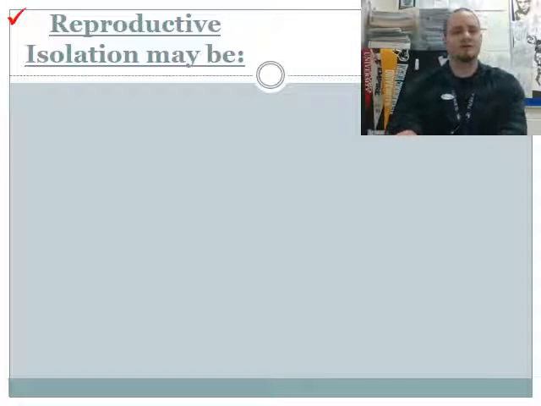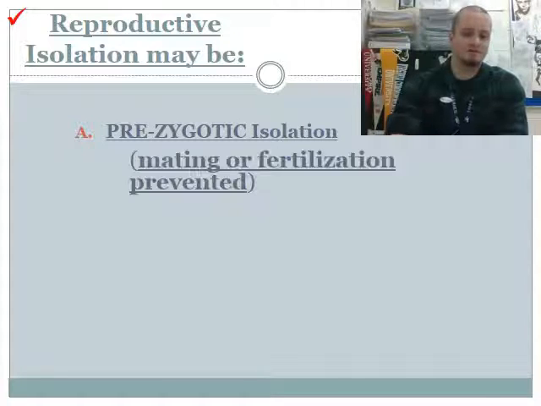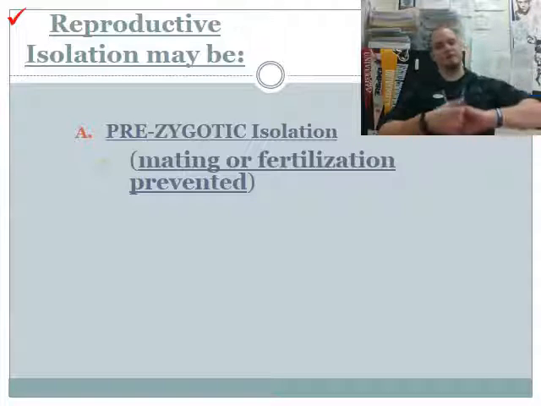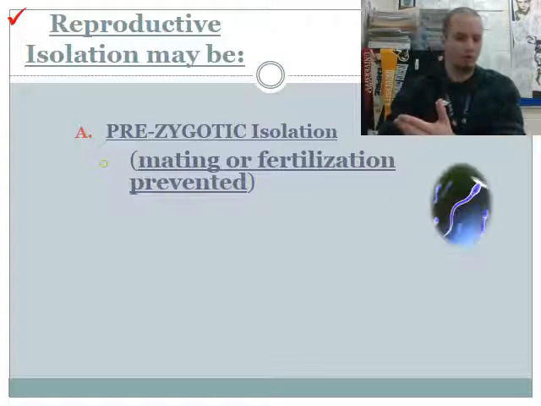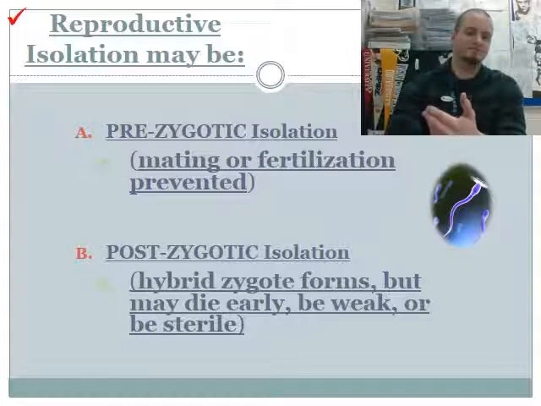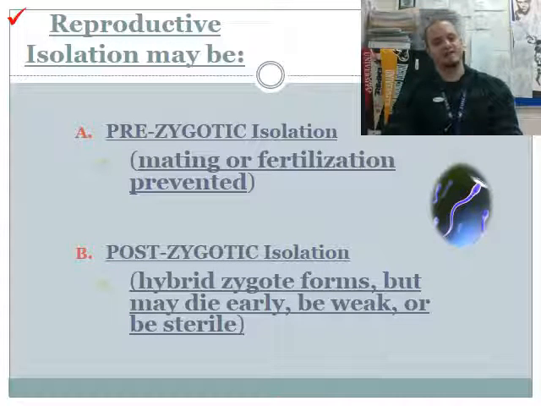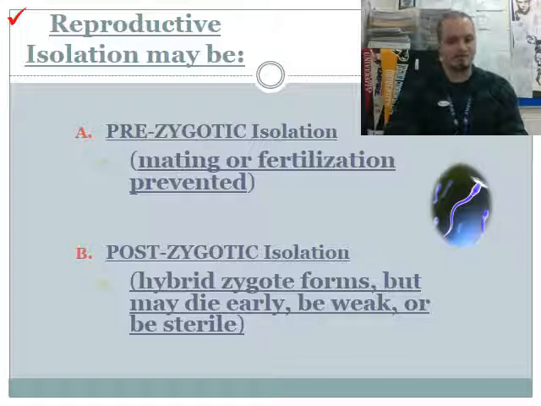So reproductive isolation can be prezygotic, meaning that the mating or fertilization is prevented, so it stops the egg and the sperm from ever meeting, or postzygotic. So a hybrid zygote can form, but it may die early, be too weak to survive, or be sterile, meaning that it can't reproduce.